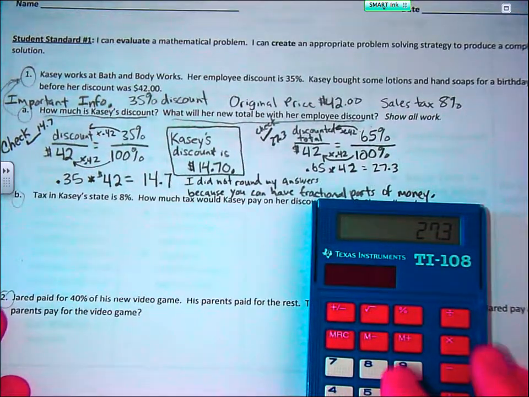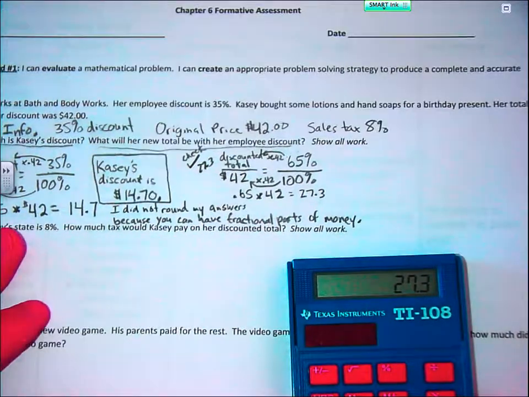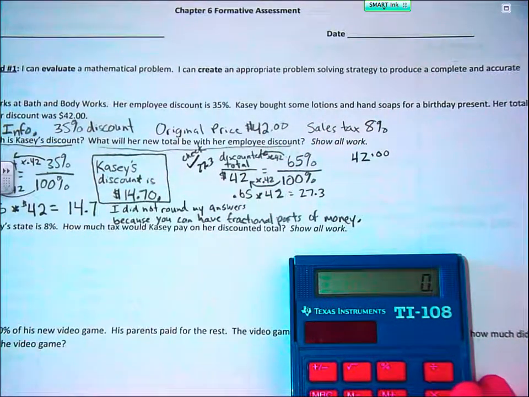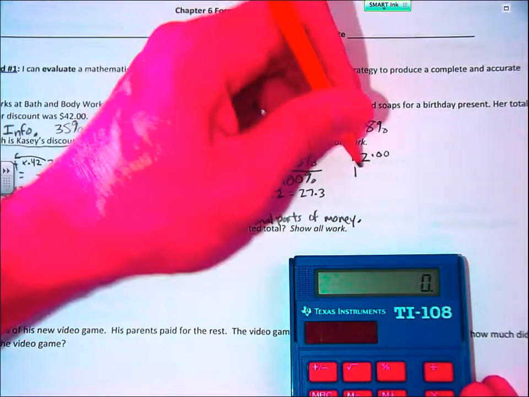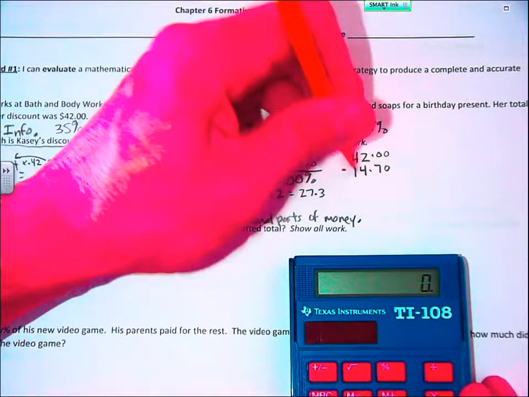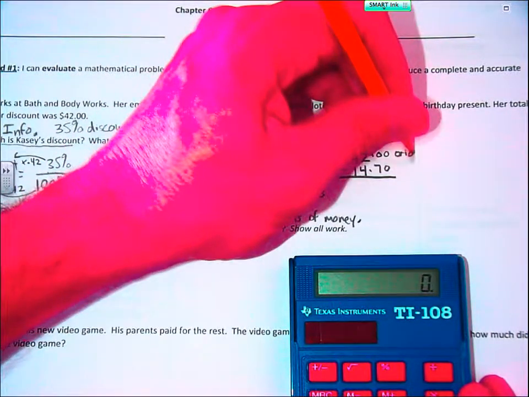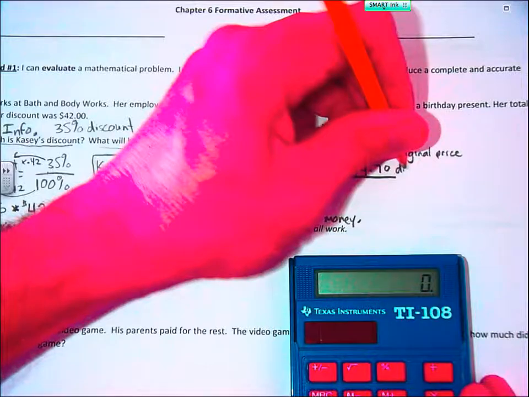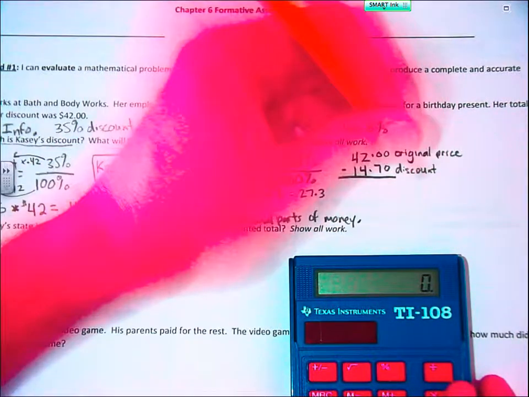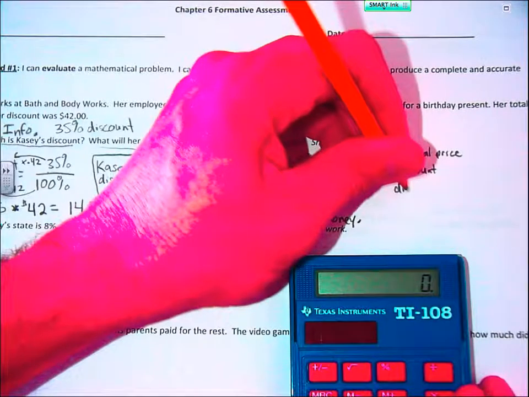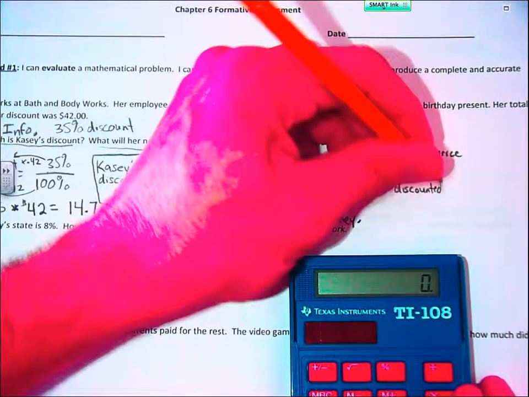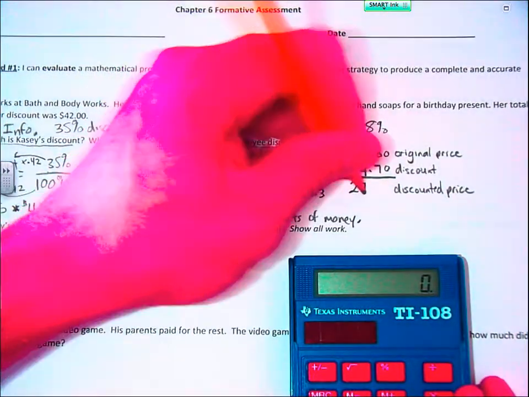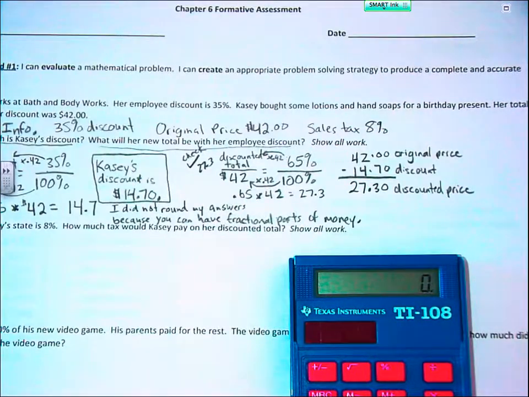What most of you probably did is the third thing I'm going to say, which is $42 was the original price. We found the discount. The discount was going to be $14.70. And so if I take the original price and I subtract the discount, I'm going to equal the discounted price. And I could subtract it, but I know it's going to be $27.30 unless I made a horrible mistake.